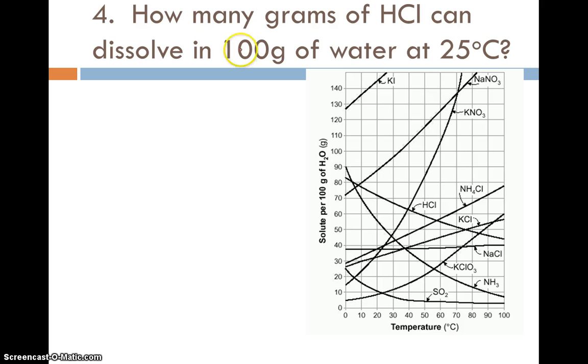Number 4: how many grams of HCl can dissolve in 100 grams of water at 25 degrees Celsius? So let's go ahead and find 25. How you answer this is you follow it up to the line. So I'm at 25 degrees Celsius, and I follow it till I hit my HCl line, which is right here. Then I follow that over to the x-axis, and I see that it is 70 grams of HCl in 100 grams of water at 25 degrees Celsius.